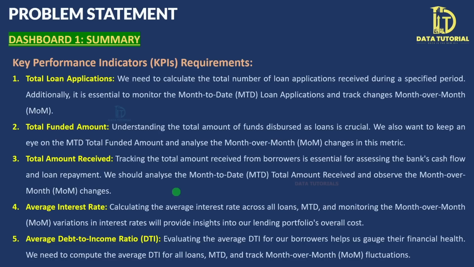Okay, so in this way we have to create these key performance indicators, that is, the summary dashboard which we have to design. These are the header KPIs, and for all the KPIs we have to calculate the month to date and month on month as well, for each header KPI.